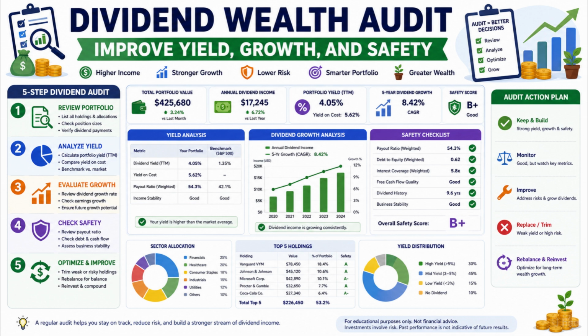Once the audit is complete, place every holding into an action category. Strong investments with reliable yield, growth, and safety may be kept and gradually increased. Good companies with 1 or 2 weaker metrics may be monitored. Holdings with reparable problems may require further research and improvement. On the other hand, investments with weak business fundamentals, unsafe dividends, or excessive portfolio risk may need to be reduced or replaced.